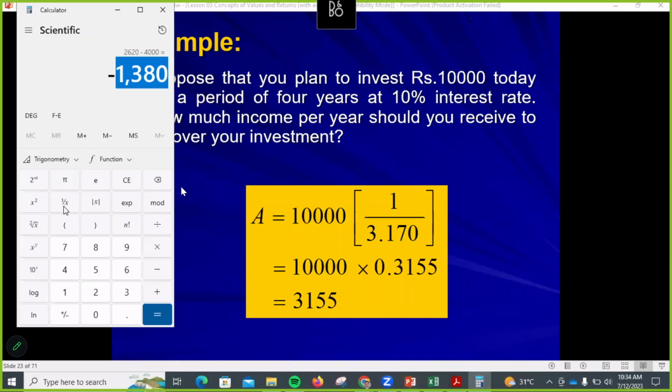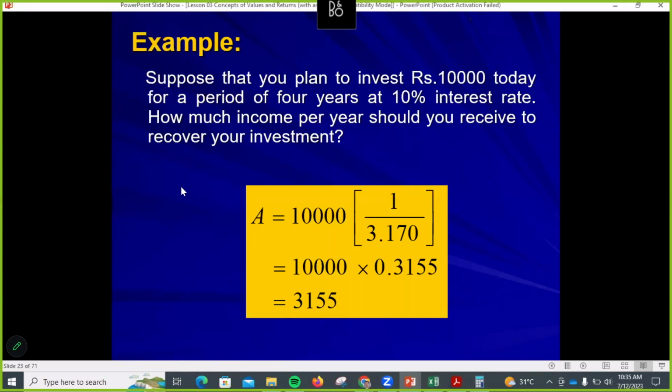you want to lose these values, 1,380, right? This is the actual current value. For the 4,000 income you are going to receive over 4 years, you will have the present value today of 2,620, a 1,380 loss. So this is called capital recovery.